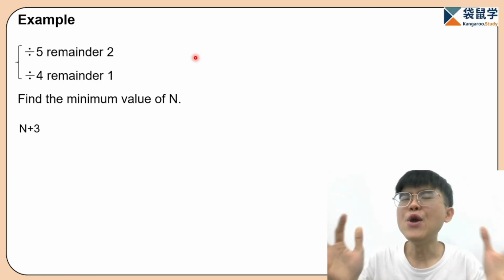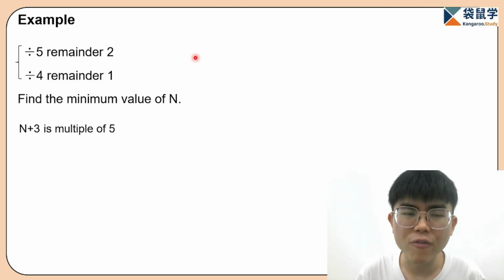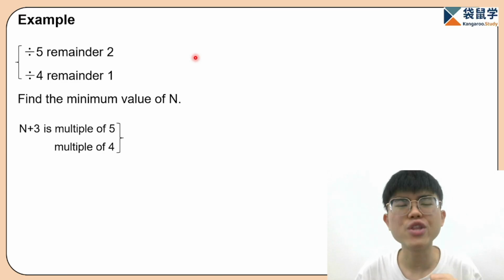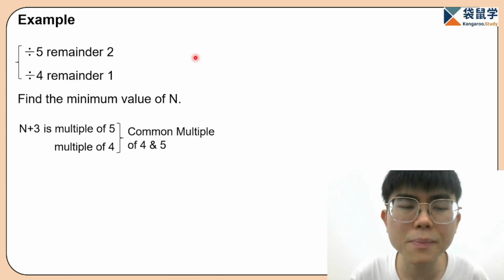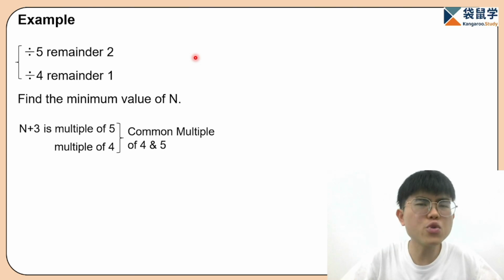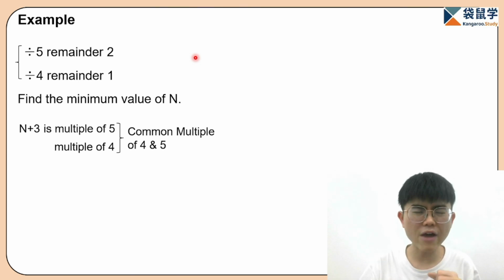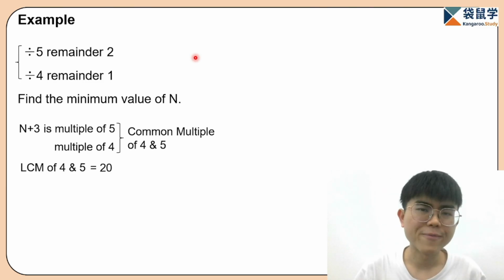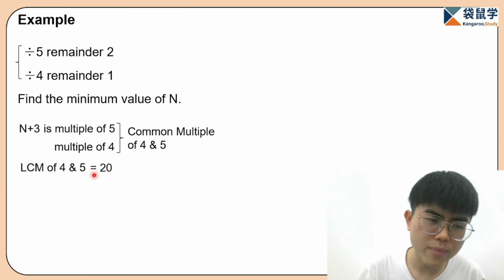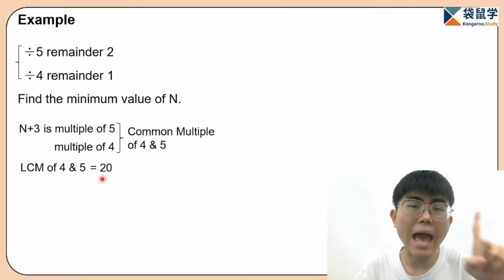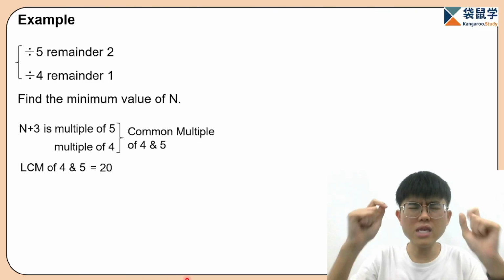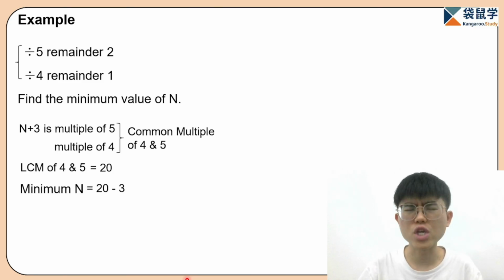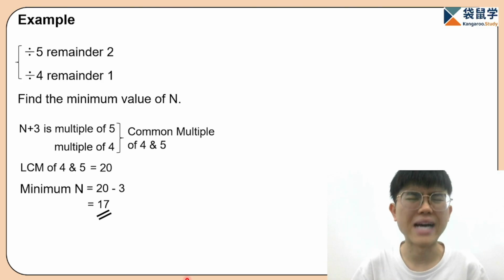And again, in this question, we say that n plus 3 should be a multiple of 5, and it is also a multiple of 4. So in this case, based on these two conditions, we are also trying to find the common multiple of 4 and 5. Since we are trying to find the minimum value of n, therefore, we just have to find out the LCM of 4 and 5, which is equal to 20. And then 20 here, what does it represent? It represents n plus 3. Therefore, everyone, in this question right here, to find out what is the minimum n, we just have to use 20 minus 3. We get 17. And this is our final answer.